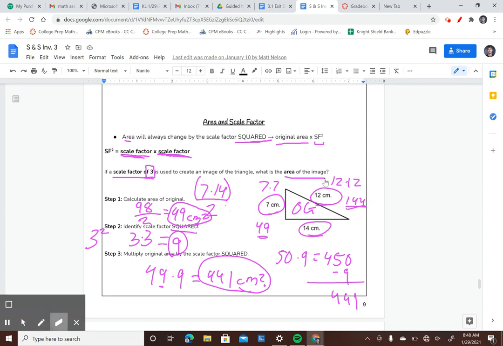All right, so again, what I did here is I found the area of my original, so I did 14 times 7 divided by 2 to get the area of my triangle, which is 49 centimeters squared, and then I multiplied that by the scale factor squared. My scale factor was 3, it told me right here in the problem. So I did 3 times 3 to get 9. I did 49 times 9, and that gave me 441 centimeters squared. That'd be my area here. So it's just the original area multiplied by your scale factor that's squared.